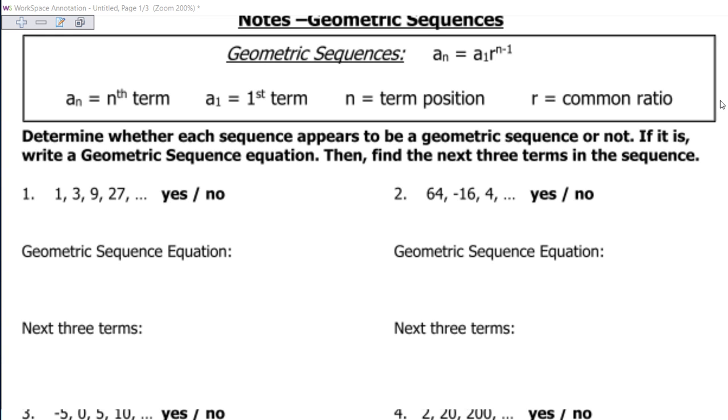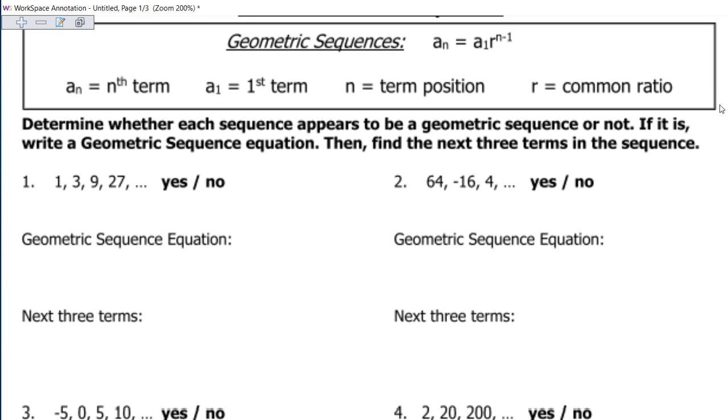Just like with the arithmetic sequence, the geometric sequence has a formula. A sub n equals a sub 1 r raised to the n minus 1. Now, a sub 1 and n should look kind of familiar. The term position and the first term. The thing that doesn't look very familiar is r. And r is going to represent our common ratio. That is what we are multiplying by every time. It just depends on what we're multiplying by. So it could be 2, 3, 4, 1/2, 1/4, and we'll get to all that as we come to it.